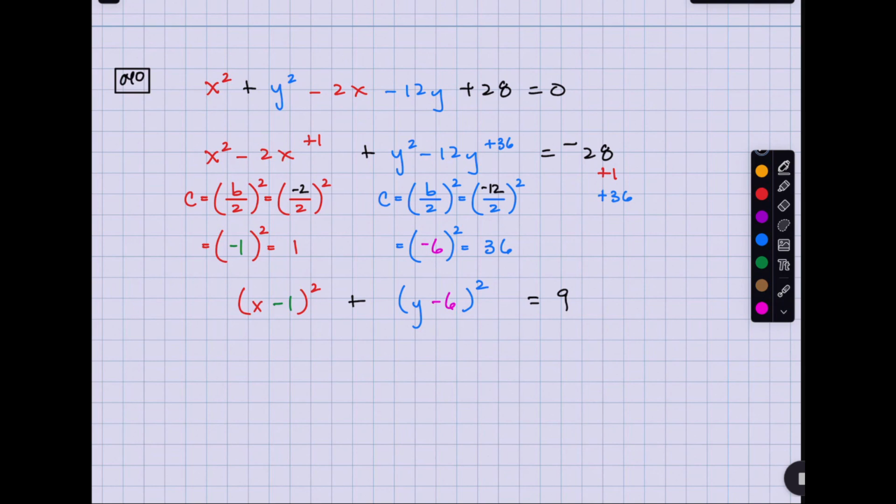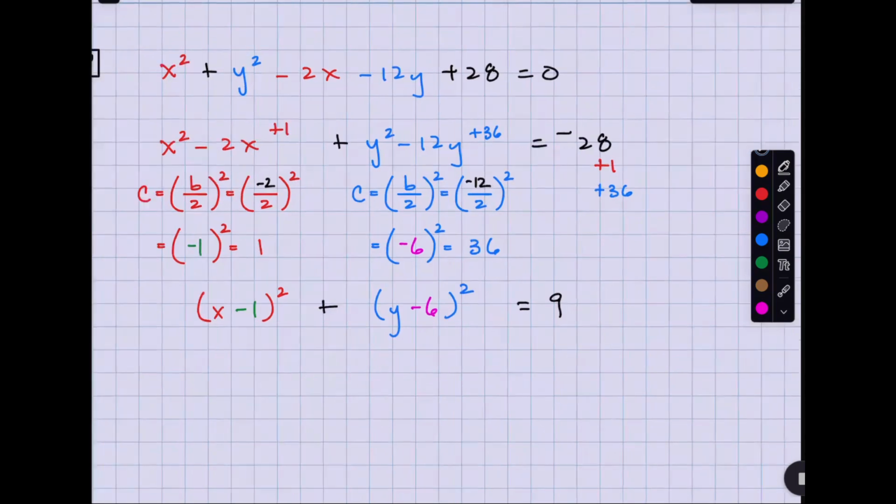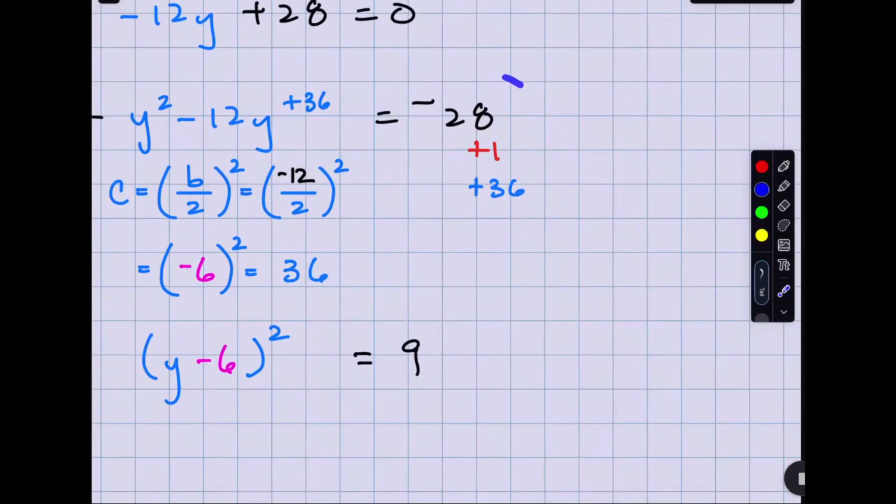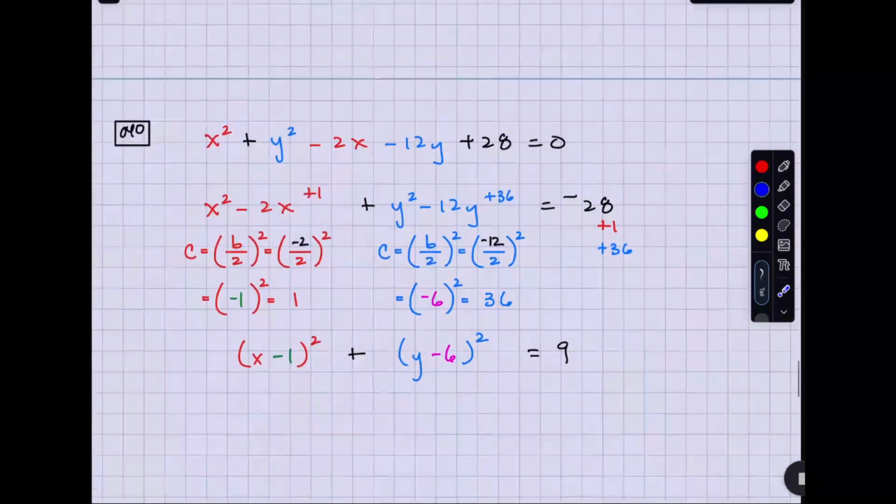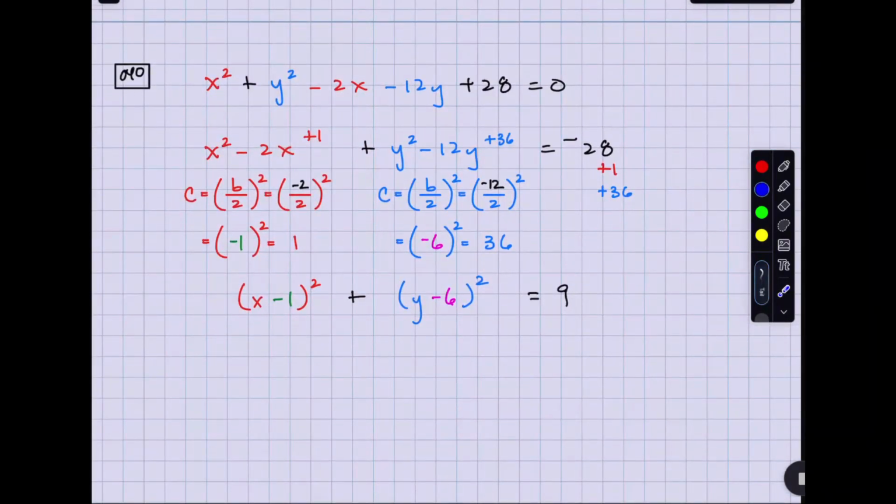Any other questions? Yes, radius is 3. Any other questions? No, because then we can do. Wait, was this number 7? Then I can do number 6 now.